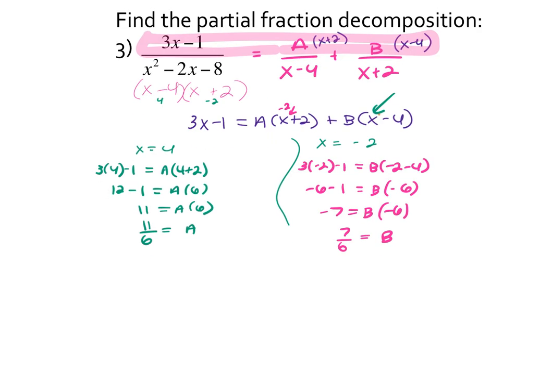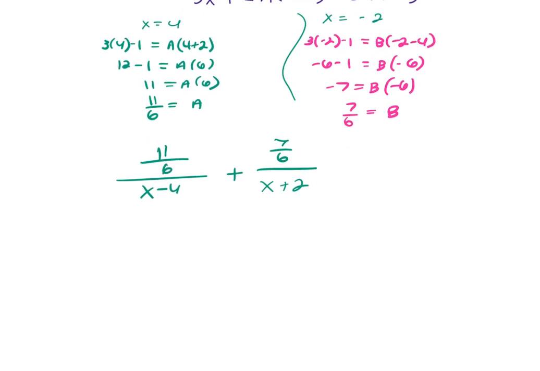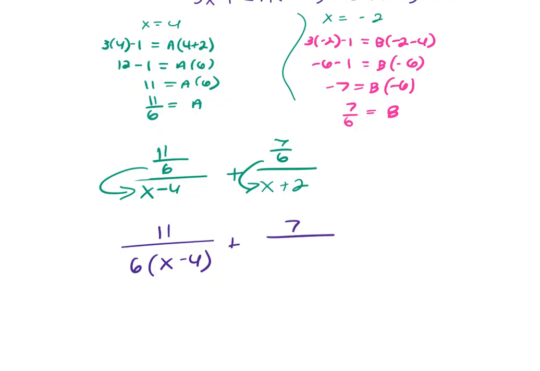So then the A goes on top of the x minus 4, so 11 over 6 over x minus 4. The B goes on top of the x plus 2. But we can't leave the fraction within the fraction, so we bring the denominators down. So this becomes 11 over 6 times x minus 4 plus 7 over 6 times x plus 2.